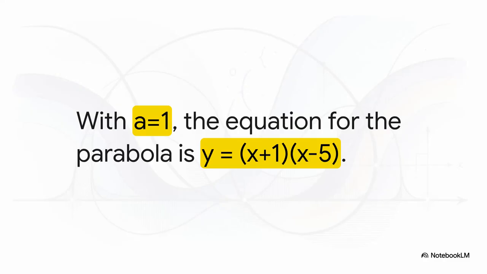And since we solved for a, we can now write our final, complete equation. The parabola that crosses the x-axis at -1 and 5 and also passes right through the point (2, -9) is simply y equals (x + 1) times (x - 5). And we're done. Pretty neat, huh?